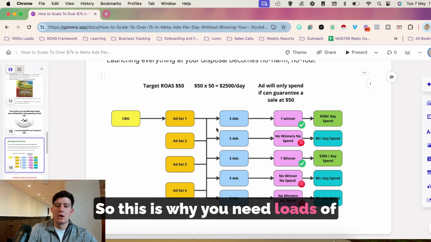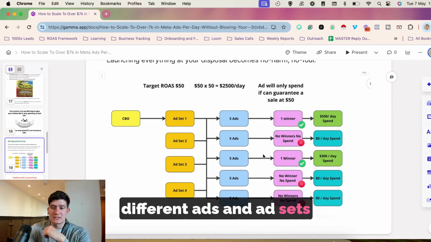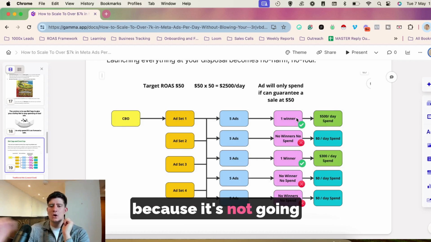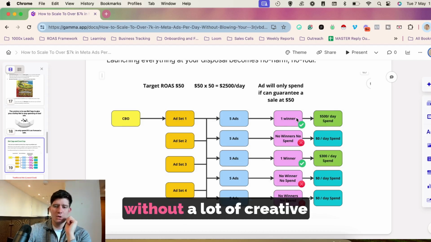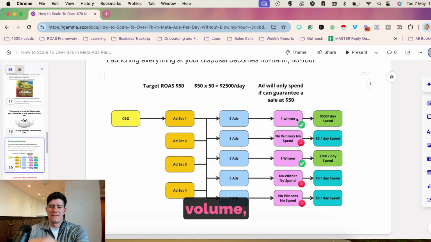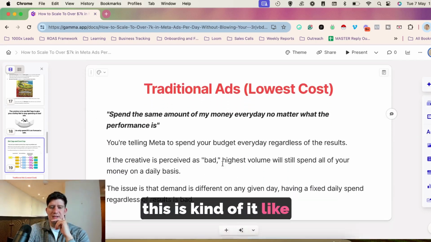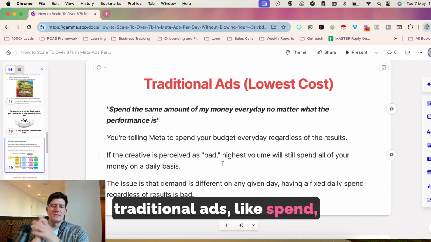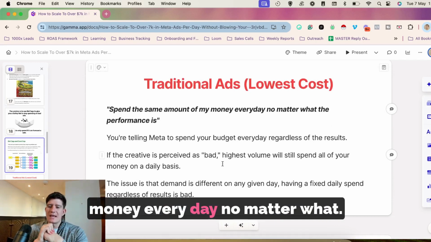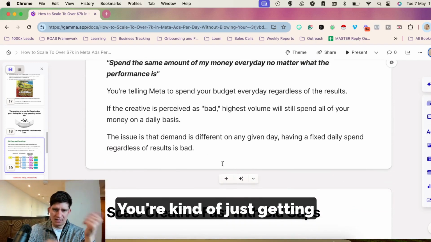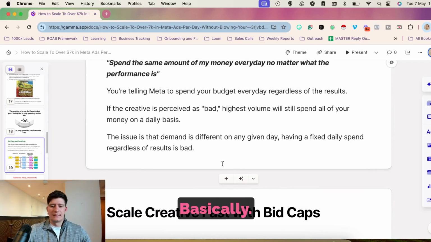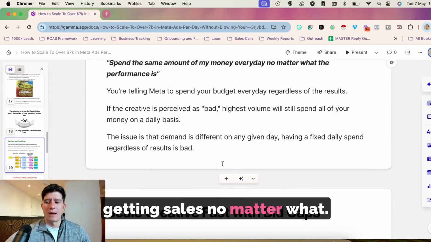This is why you need loads of different ads and ad sets to make bid caps work, because it's not going to work without a lot of creative volume. You're not going to get the results otherwise. With traditional ads, it'll spend the same amount of money every day, no matter what, and you're just getting results no matter what.